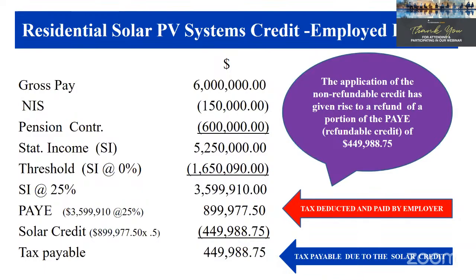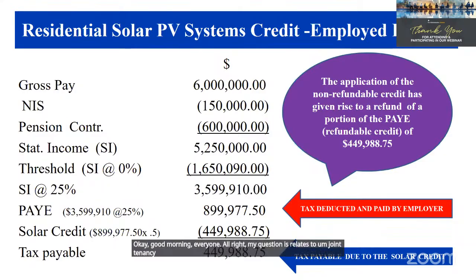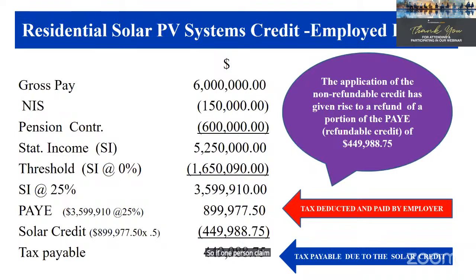We have another hand up from Mr. McIntosh. You can go ahead. Okay, good morning, everyone. My question relates to joint tenancy. So for instance, 2 persons own the home. If one person claims on one property, can the other person claim on another property?